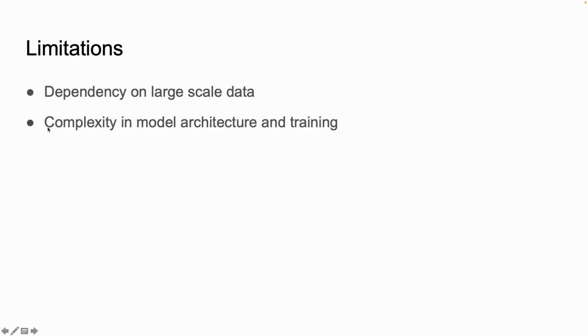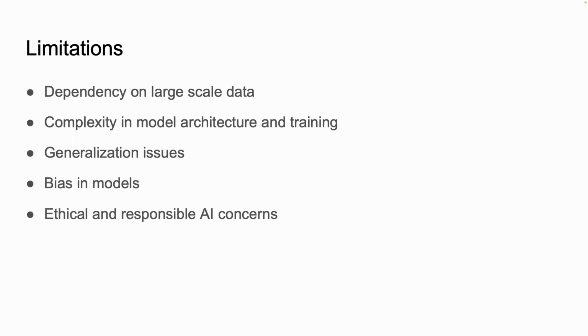Let's take a look at the limitations. So there is still dependency on large-scale datasets. Complexity in the model architecture and training is still huge. There are generalization issues. There could be bias in the model because of the dataset, and then there are ethical and responsible AI concerns to take care of.